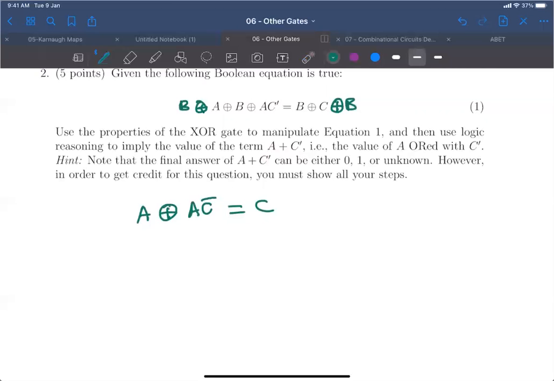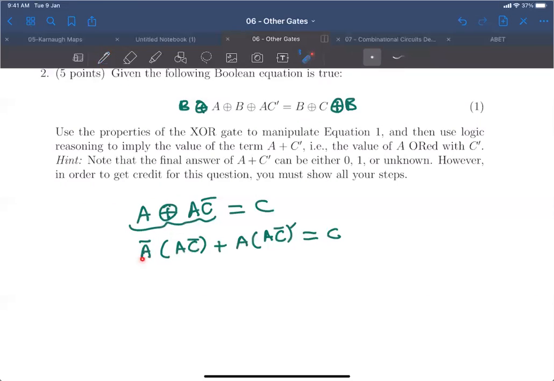Revert to the definition of the XOR gate. So I have A complement ANDed with C complement on the left-hand side. This is, by definition, ORed with what? A ANDed with C complement, and then complemented. This is still equal to C by definition. I just rewrote this according to the definition of the XOR gate.